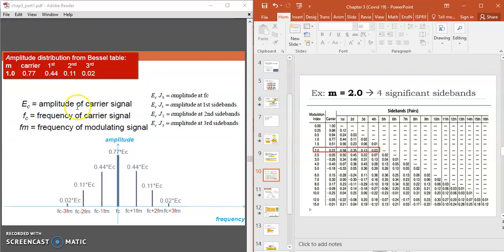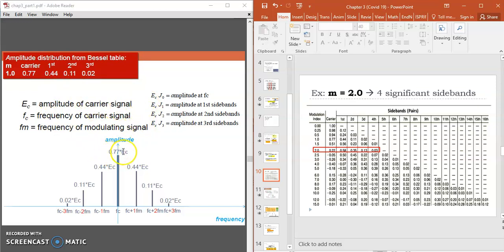For example, you want to know the voltage. What is the voltage here? Very easy. For example, modulation index equals 1. You refer here, modulation index equals 1. So, how about the frequency? Right now, EC, you directly take the carrier signal.